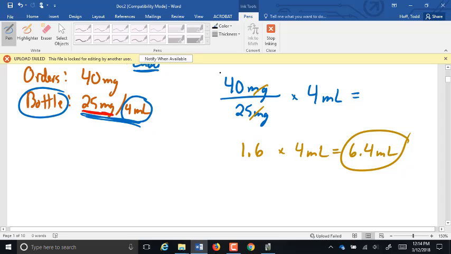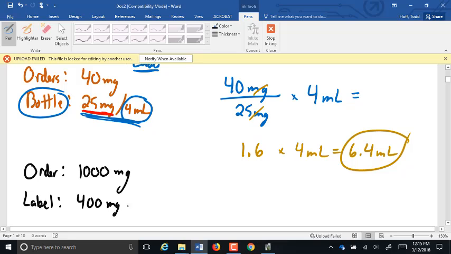Now, a slightly different example. Let's say a doctor orders 1,000 milligrams of, let's say, ibuprofen or some sort of painkiller. And the label on the bottle is 4 milligram tablets.